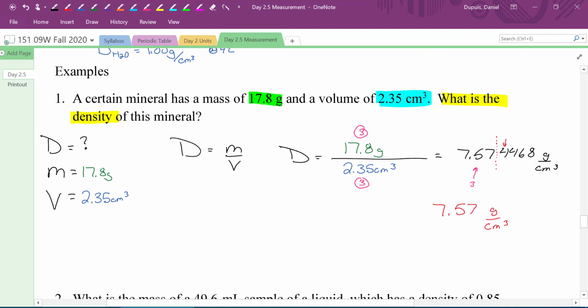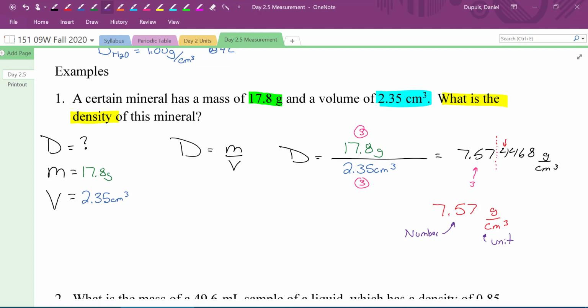So notice we have a number and a unit. In this case, it's a compound unit, but it's a unit. I have a number and a unit, and that's very important, because 7.57 means nothing without the unit.